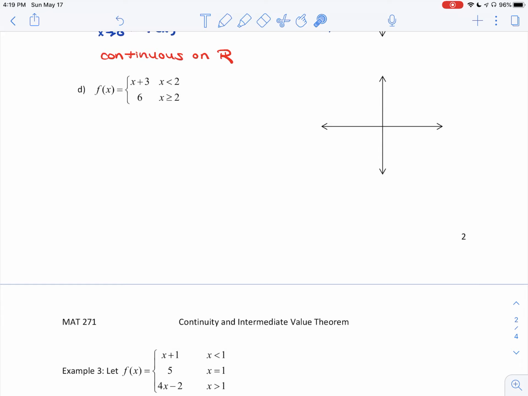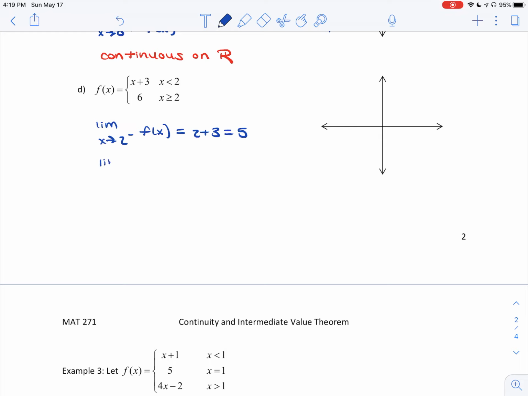So the only place that we could potentially have a discontinuity is at 2, where we switch from one equation to the next. So let's again look at our limits from the left and the right of 2. Let's start with the limit as x approaches 2 from the left of f of x. So it's going to be using the top equation. So we would plug in 2 plus 3, and that would equal 5.